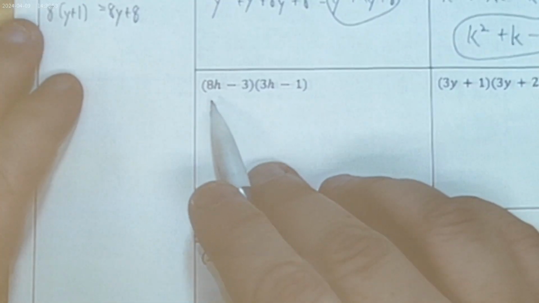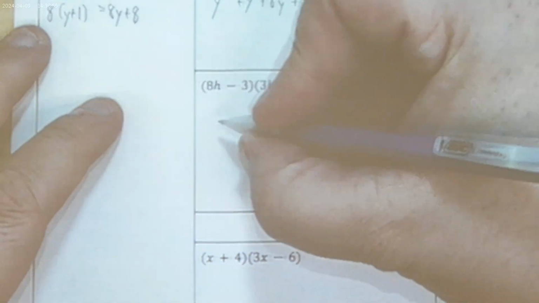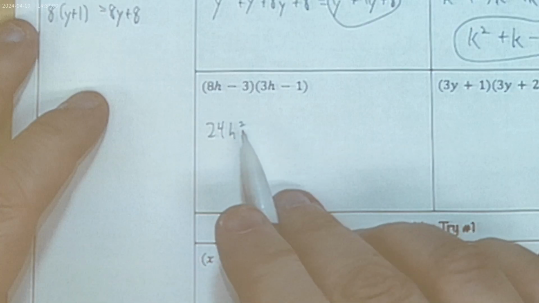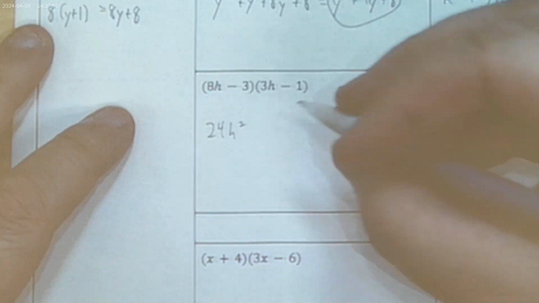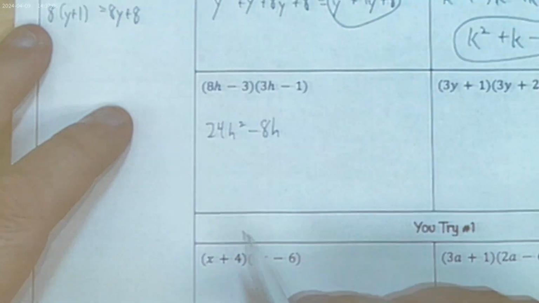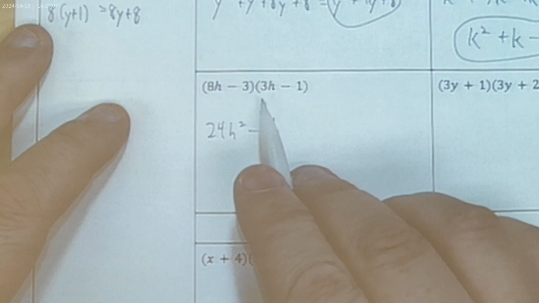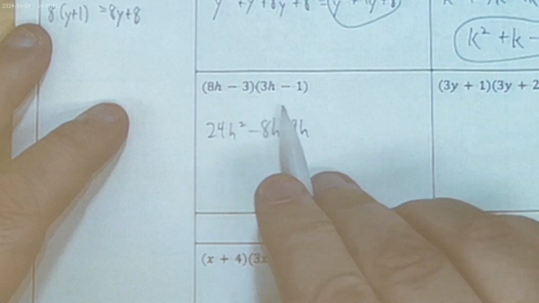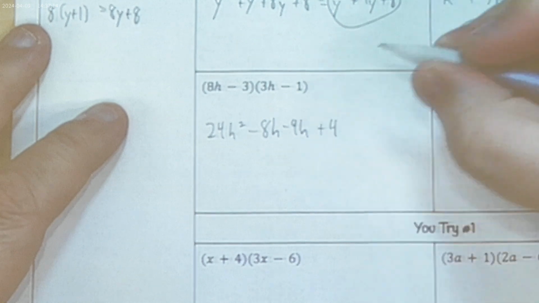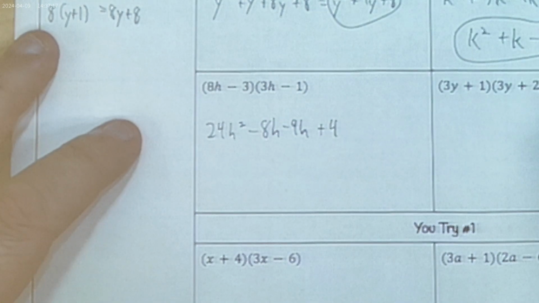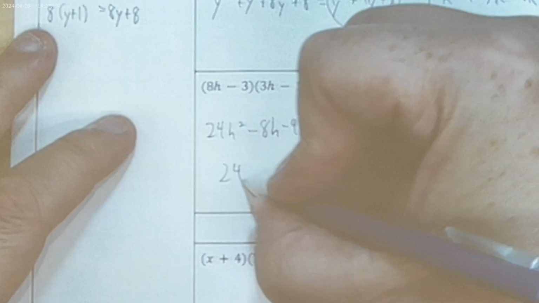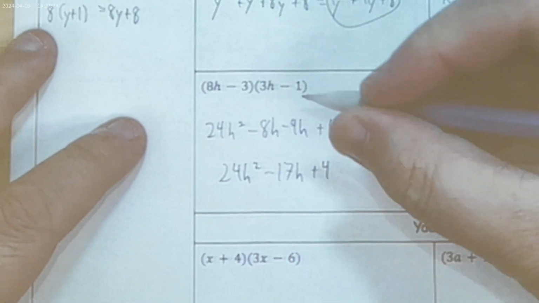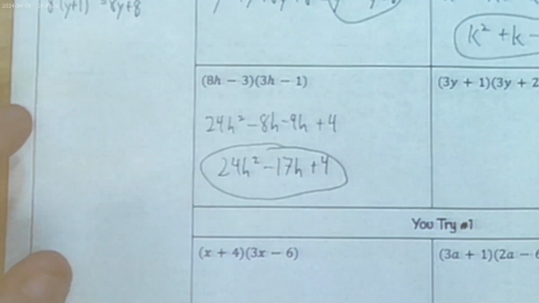So using the first, 8 times 3 gives me 24h squared. Outside, which is 8h times negative 1, so minus 8h. Inside, minus 3 times 3h, that's minus 9h. And then last, negative 3 times negative 1 is plus 4. So that gives me 24h squared minus 17h plus 4. There we go.